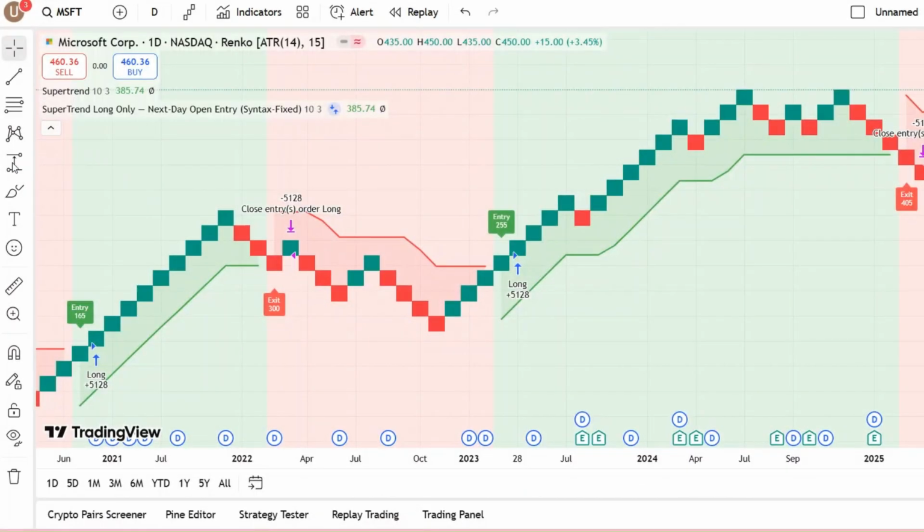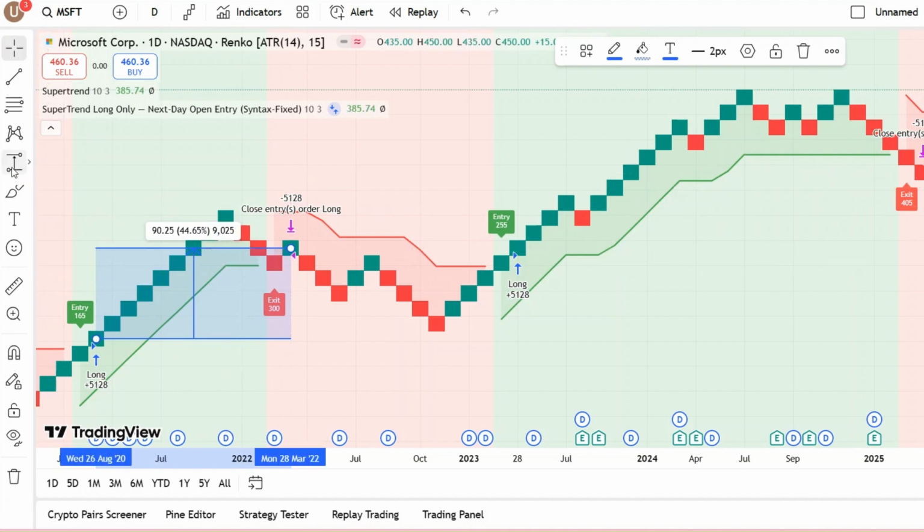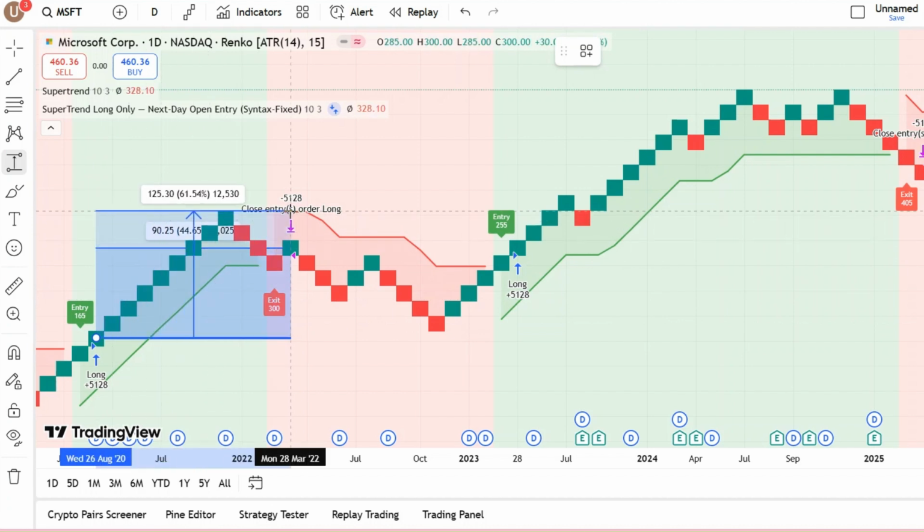Let's do the same visual walkthrough on Microsoft. There were 2 Supertrend buy signals here as well. The first long signal came on July 1, 2020, and Supertrend stayed green until March 8, 2022. That's a strong trend, lasting over a year and a half. Depending on where you actually exited, this trade could have returned anywhere from 40% to 60%.